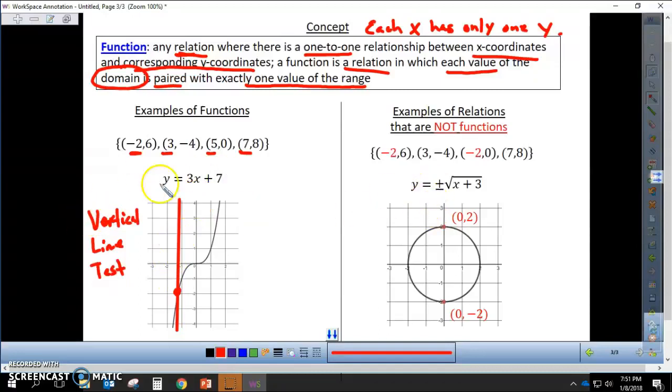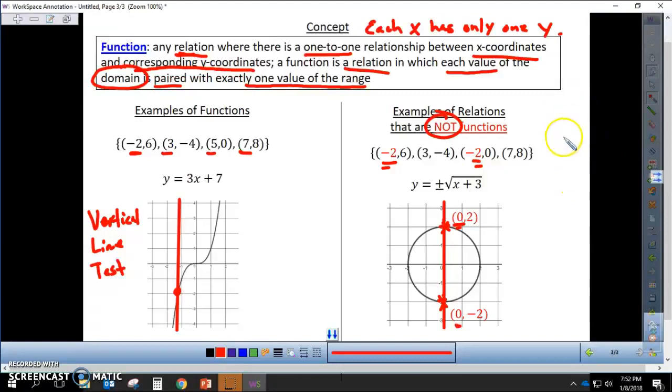Now, if we do that vertical line test over here, and I draw a line right down the middle, you'll see that this x value of 0 has two y values. Okay, now that is not a function, right? My x value repeats and its y values are different. Okay, so these are not functions.